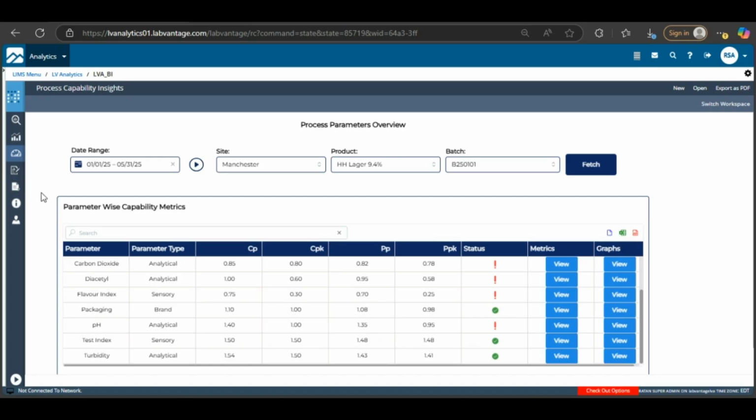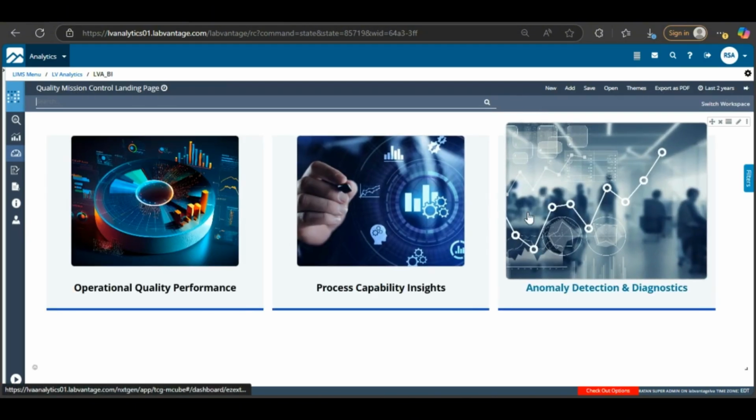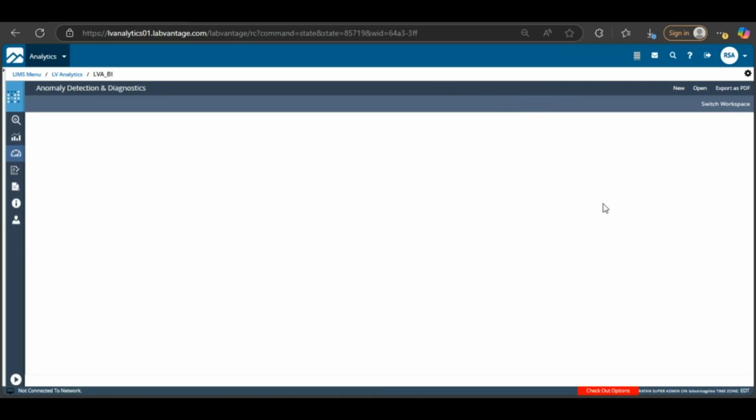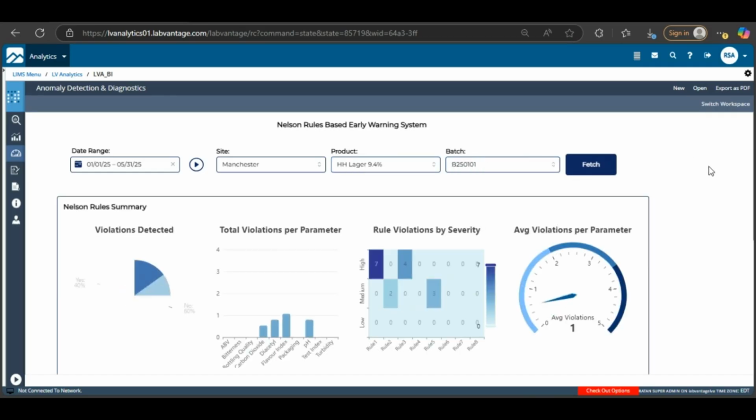Now that we've identified underperforming parameters, we move into the third and final block: anomaly detection and diagnostics. This section is designed to help us detect issues early, understand why they're happening, and prevent them from recurring. We begin by applying filters for date, site, product, and batch, just as before. The focus here is on using Nelson rules, a statistical method for spotting anomalies before they become bigger problems.